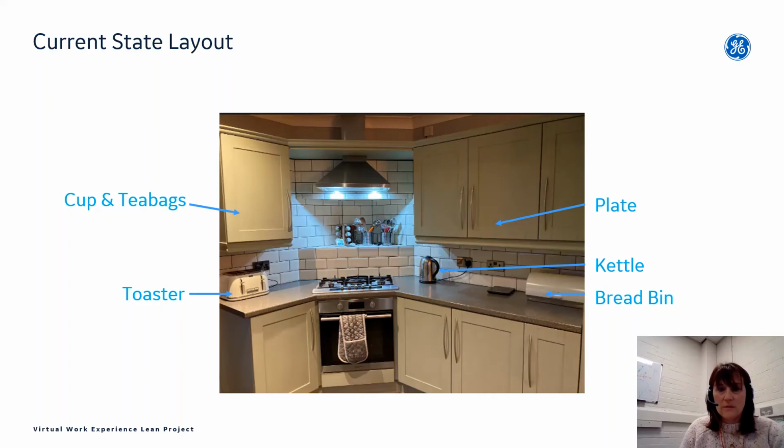Okay. And again, I've taken a photograph. This is my current layout of my kitchen, so you can understand it, and it corresponds with the spaghetti diagram. My toaster, my tea and tea bags, kettle here, plate here, bread bin here, and over here is my drawers for knives and forks. My sink's about here, my fridge is up here.